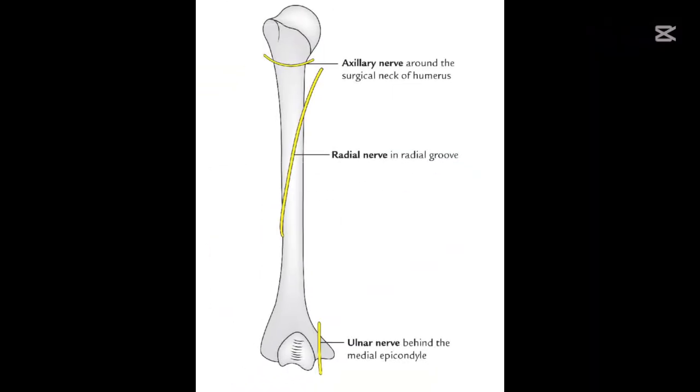While in surgical neck fracture, you are damaging the axillary nerve and the posterior and anterior circumflex humeral vessels. While in the humeral shaft fracture, you are damaging the radial nerve. Do you get it? Very, very easy.